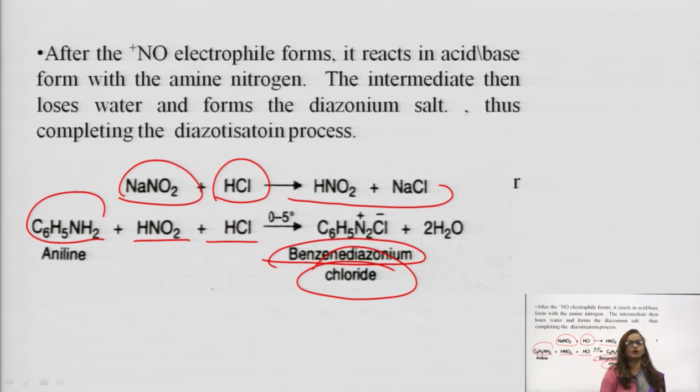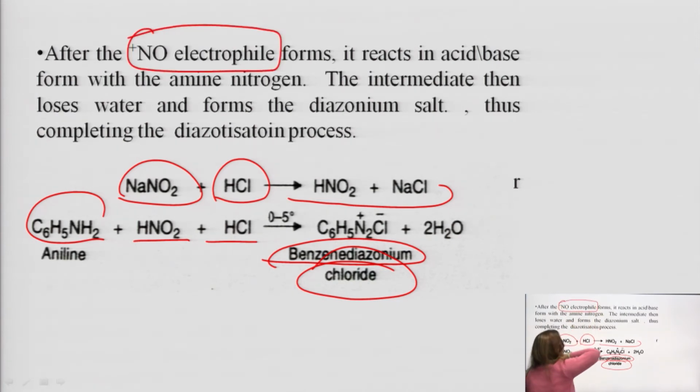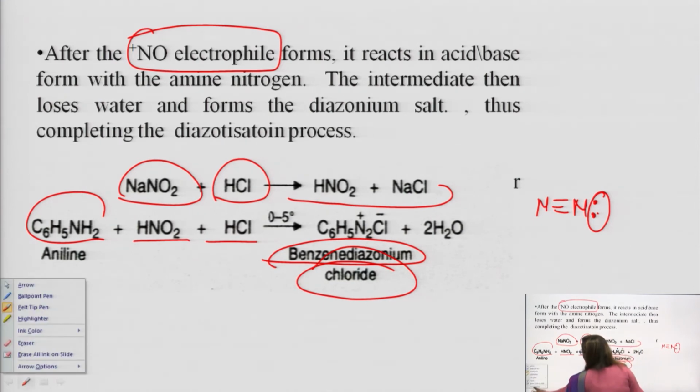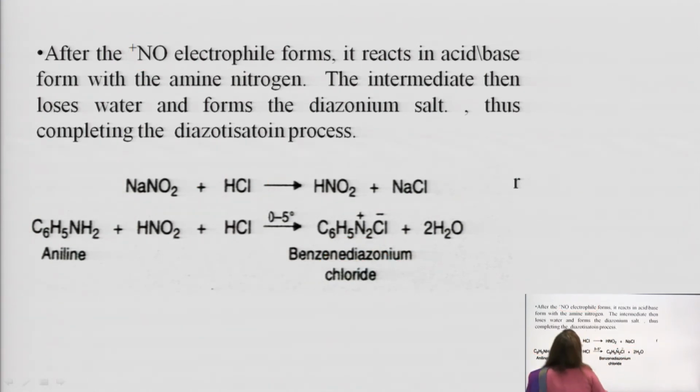Now, the question is, what is the mechanism behind that? What is the main chemical moiety which is interacting with this aniline and forming the benzene diazonium chloride? The interacting or active moiety is the NO plus electrophile, because, as we have seen, in diazonium salt this has a lone pair of electrons. So the moiety which attacks this aniline to form the diazonium salt is NO plus, right?